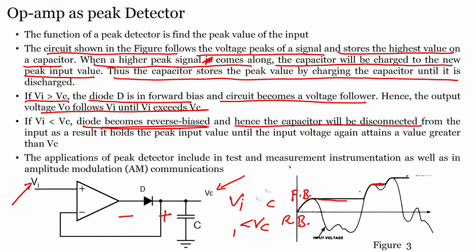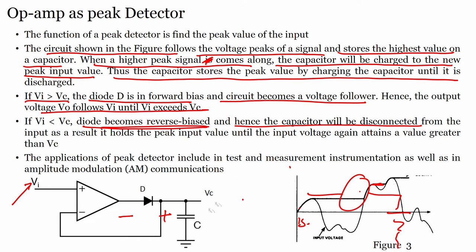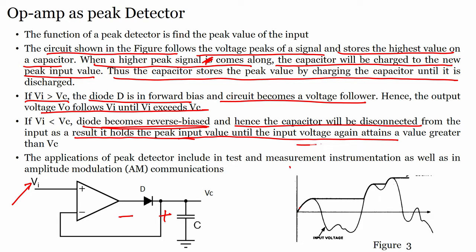So, if I draw that when the diode is not there, then what will happen? I have just the op amp, right, the diode is not there. So, I have no capacitor here. My circuit is disconnected, because the diode cannot operate, since it is in reverse bias; the diode is disconnected from the circuit, and hence my capacitor holds the peak input value until the input signal again attains a value greater than Vc.